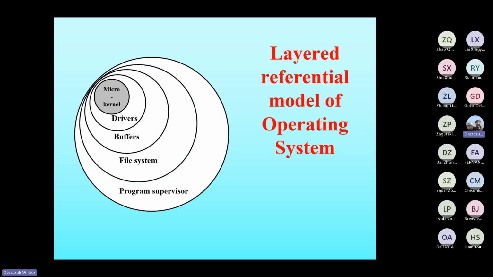Program supervisor, different names are used, like housekeeper or others. There is a layer that controls the programs. When we run a program from a program, when we send a signal to the program, when we check the status of the child process, all this is done in this layer. Memory allocation for programs, for new programs that start.